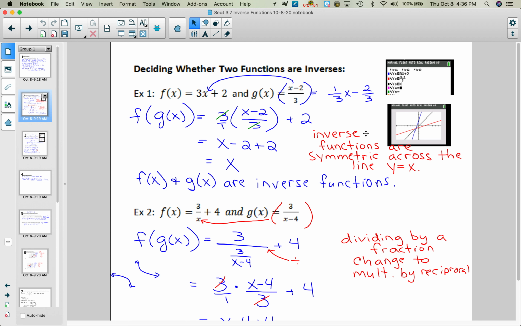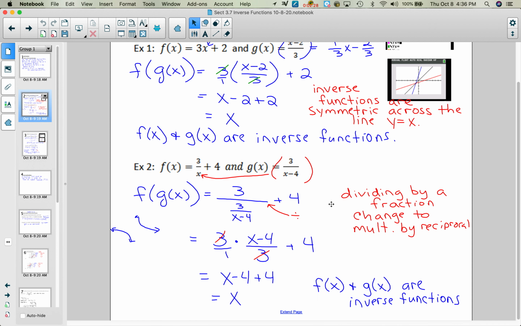So then in class, we graphed. In y1, 3x plus 2, and in y2, x minus 2 over 3. And then I graphed y equals x in y3 and showed how you can see the symmetry. So notice if I folded this on the line y equals x, the red and blue would match up. So that shows that they have symmetry. If you do zoom square on your window, it will make your graph look more squared off, otherwise, because it's a rectangular viewing window.